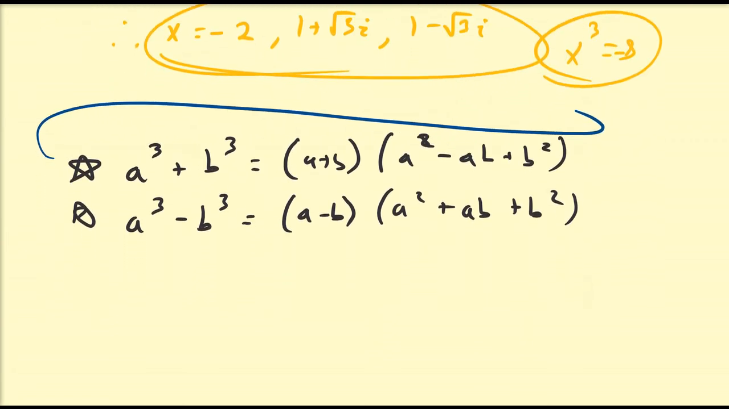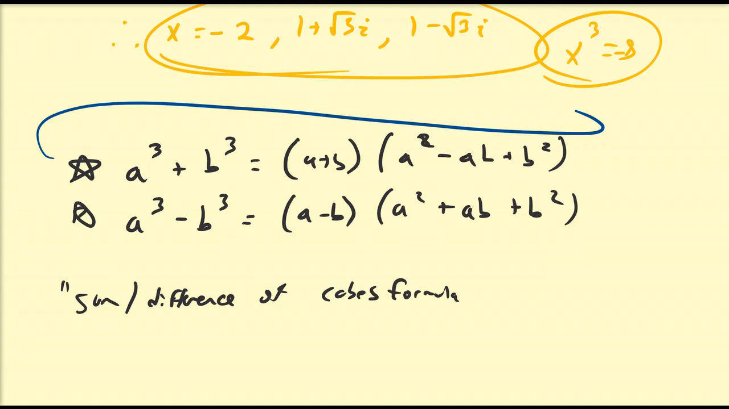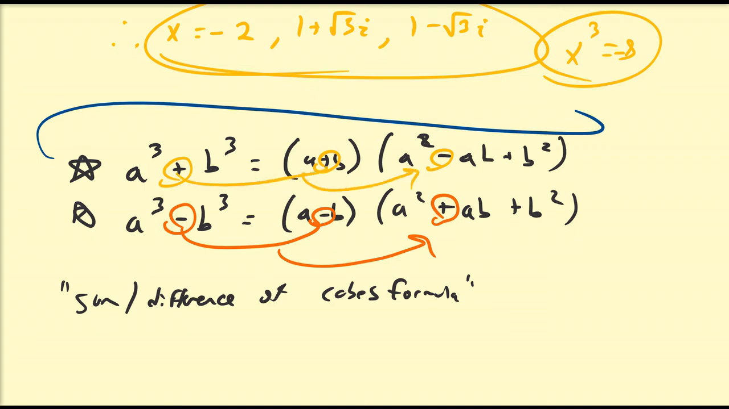So some people refer to these as the sum and difference of cubes formula. And the only differences between them: plus goes to minus, minus goes to plus, right? So that's pretty much the relationship. The last sign is always a plus.